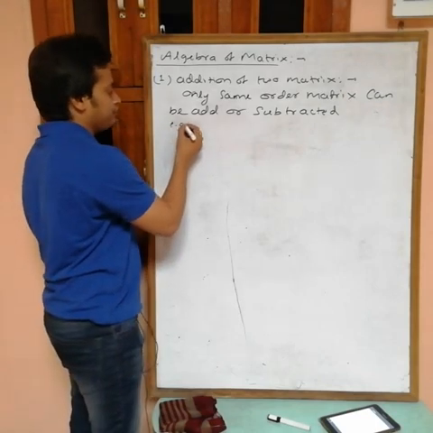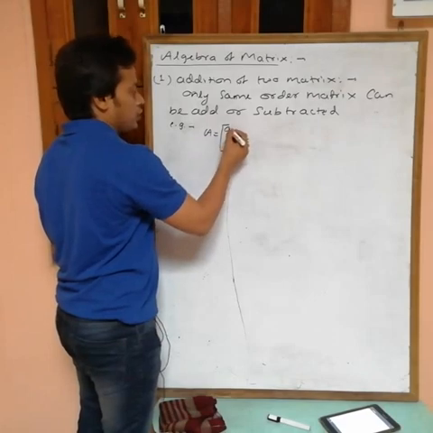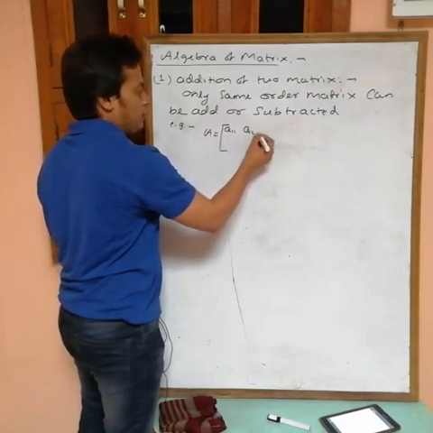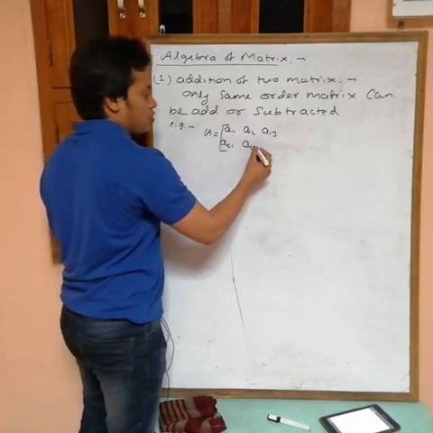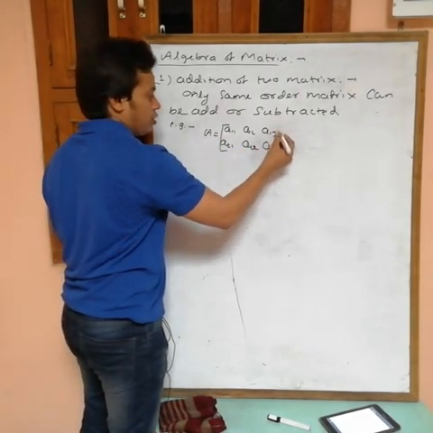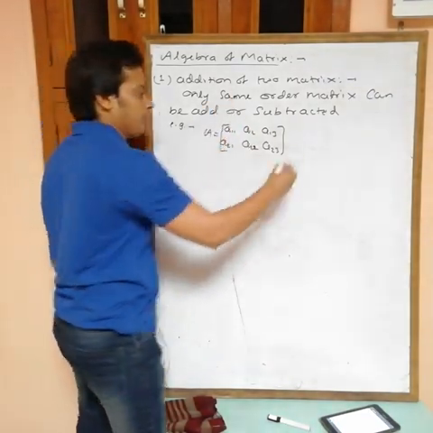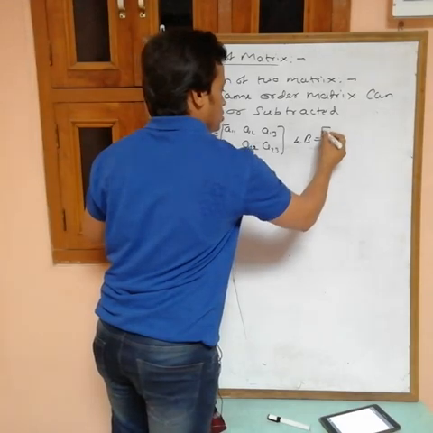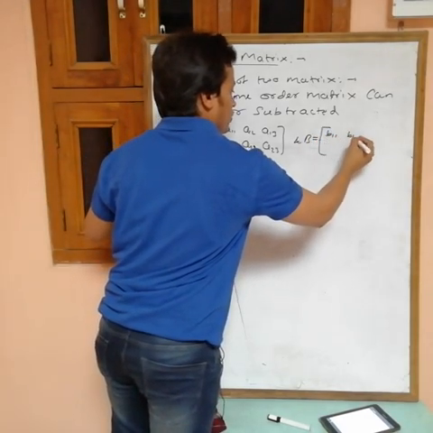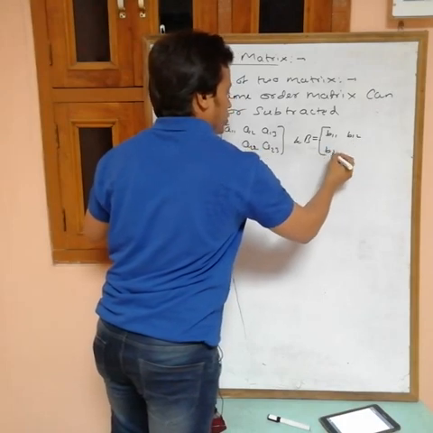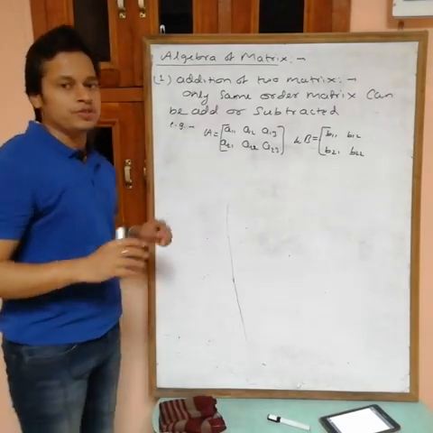For example, if A equals A11, A12, A13, A21, A22, A23. The order of this matrix is 2 by 3. Now we have 2 rows and 3 columns. And suppose B is B11, B12, B21, B22. If we are taking only this one, then the order is not the same, so we can't add.